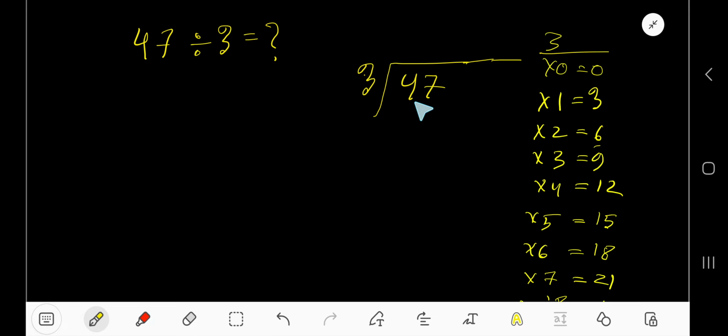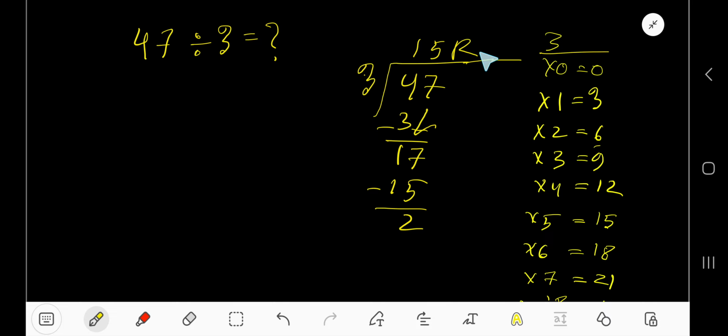3 goes into 4 how many times? 3 goes into 4 one time, 1 times 3 is 3. Subtract, you get 1. Bring down the next digit. 3 goes into 17 how many times? 6 times 3 is 18, which is greater, so 5 times. 5 times 3 is 15, subtract, you are getting 2. So our answer is 15, remainder 2.